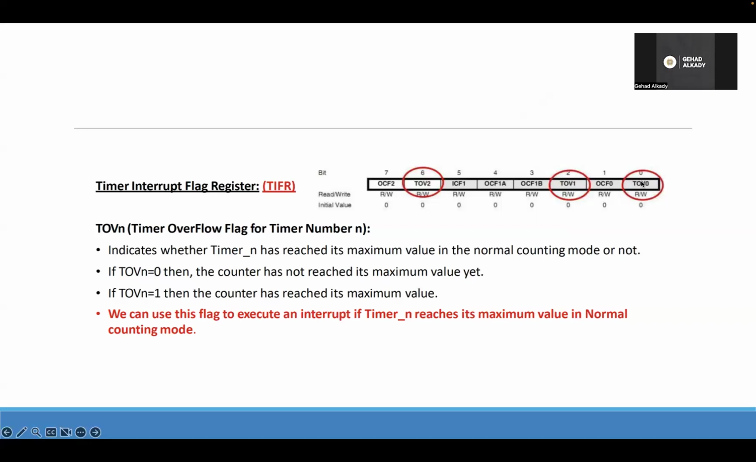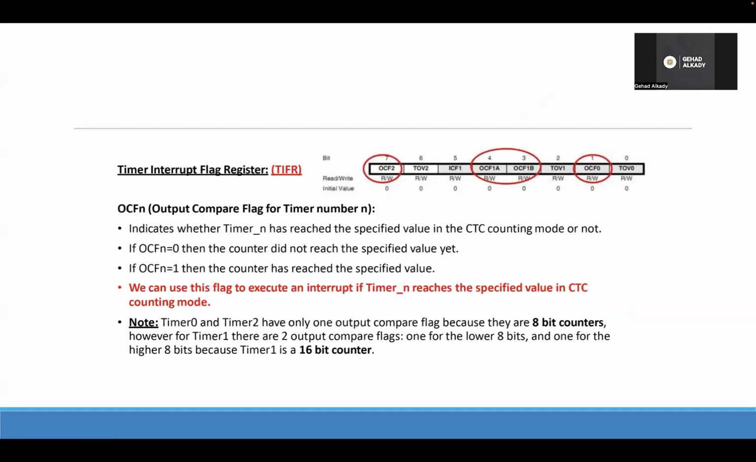And so if this bit is 0, the counter has not reached its maximum value. But if it goes to 1, this flag will indicate that the timer reached its maximum value and it resets. So this is for using timer 0 in the normal mode, and this bit for timer 1, and this bit for timer 2.